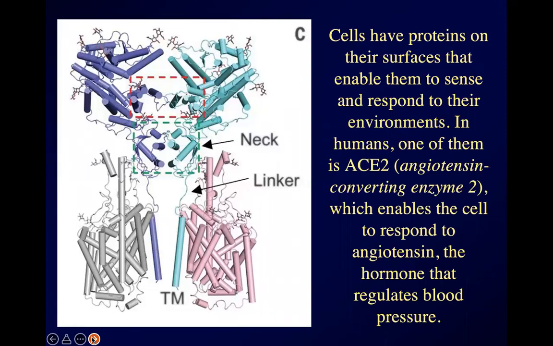Here's why all of that crap I was talking about with protein shape is necessary. Cells have proteins on their surfaces, and you can think of them as being like antennas that enable cells to sense and respond to their environments. In multicelled organisms, including humans, some of these cell surface proteins respond to messages that the body sends out called hormones.